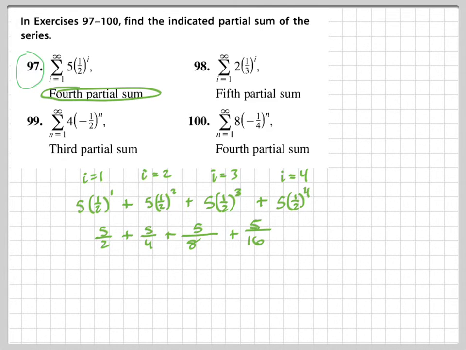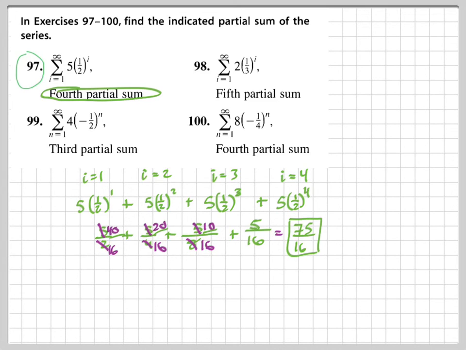So to make this into a 16, we would have to multiply it by 2, so this would be a 10. To make this into a 16, we'd have to multiply by 4, so this would be a 20. To make this a 16, we have to multiply it by 8. So 8 times 5, that would be a 40. All right, so let's add all these up. We get 16 as our denominator, and then we're going to add 40 and 20, which is 60, and 10 and 5 make 75. So there is the fourth partial sum for number 97.